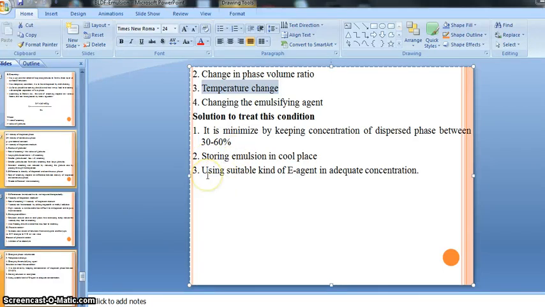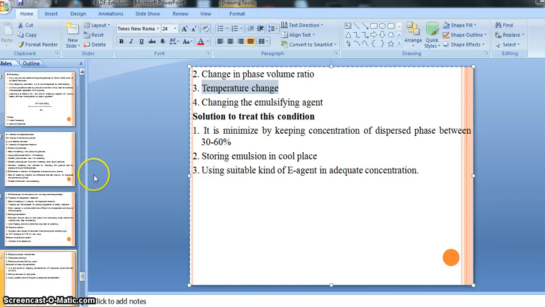So in this way we can minimize or treat our phase inversion condition, right? If we add a suitable emulsifying agent with adequate concentration, then store in a cool place, or keep the concentration of the disperse phase between 30 to 60%, that time we can treat our phase inversion condition, meaning our future instability condition, right?